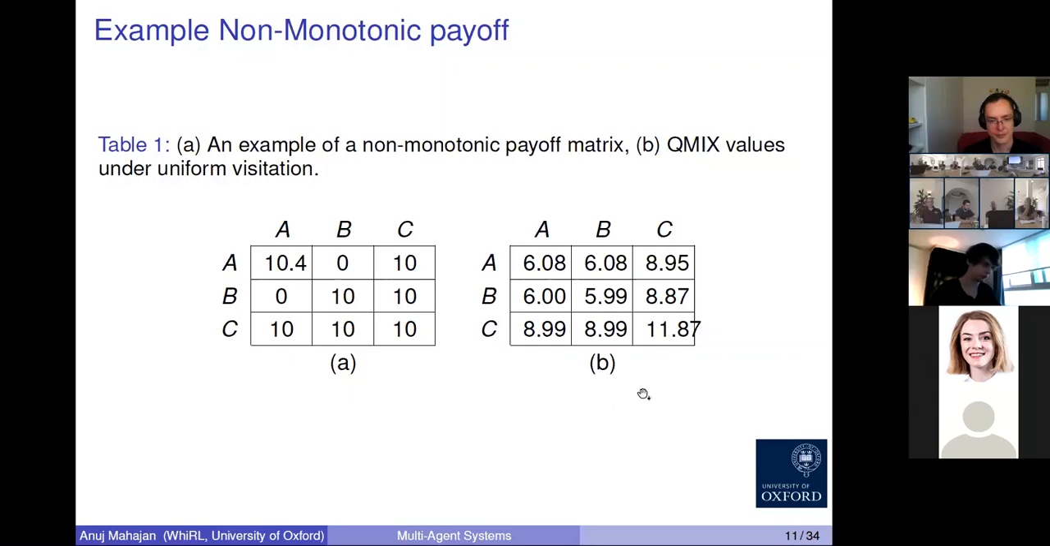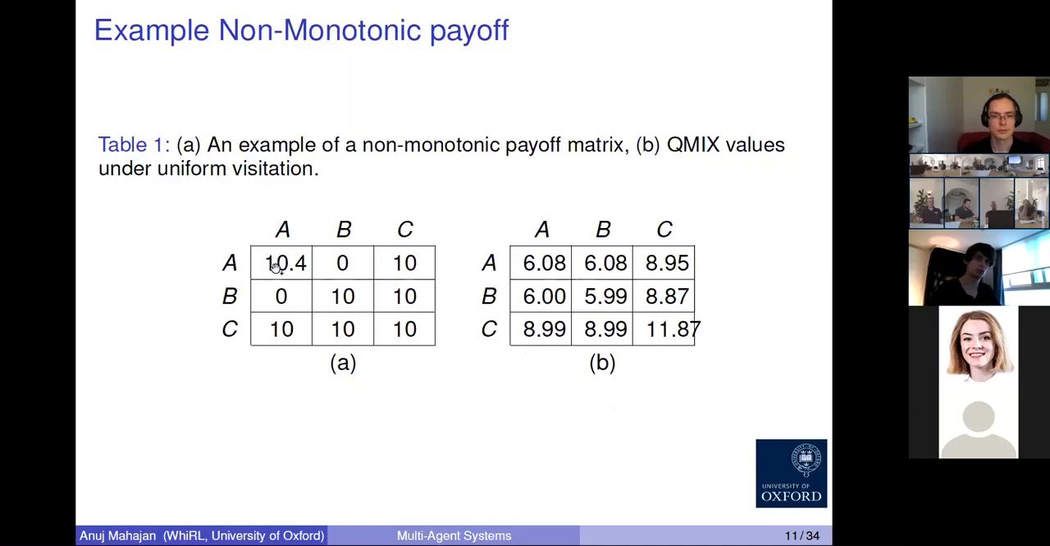So what QMIX, which was the state of the art at the time of publishing Maven, learns is shown in B here. And as you can see, it's quite far away from the actual value function or the actual utilities. According to QMIX, the optimal action is C, C here, whereas it puts very little credit to the joint action, which is actually the optimal in the problem.